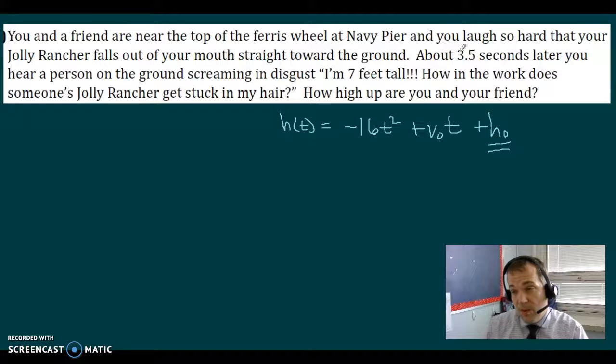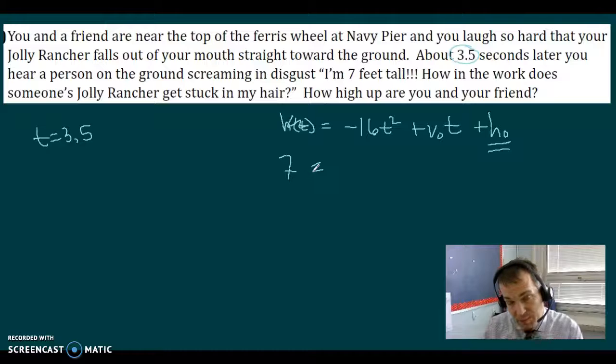What we do know is that it took 3.5 seconds. So I have a t value of 3.5. And we also know that the person it hit was 7 feet tall. So it ended up being 7 feet off the ground when it finally hit this person. We also know that it simply dropped out of your mouth. You didn't spit it out. And so your initial velocity is going to be 0. So this part, once you plug in 0 for here, 0 times anything is 0, it just goes away.